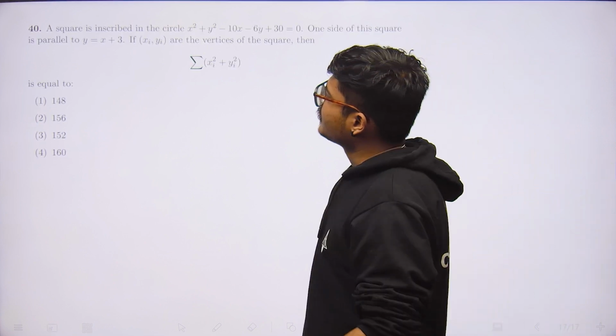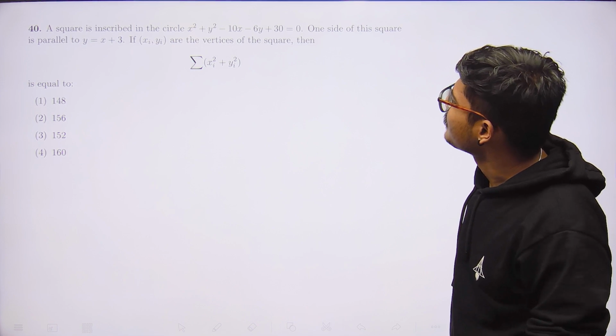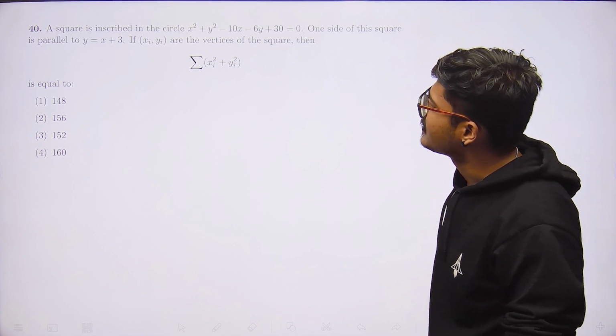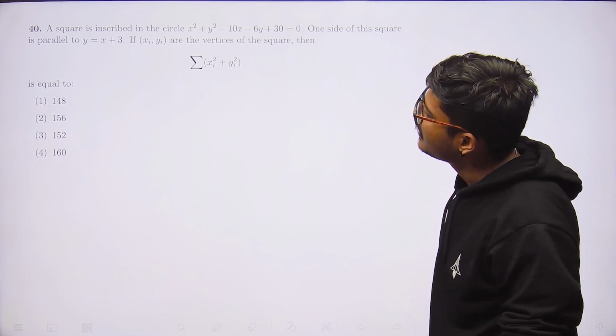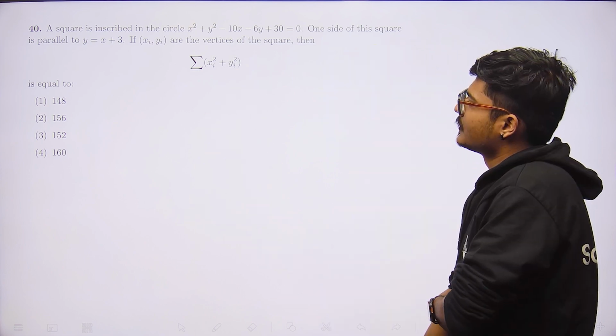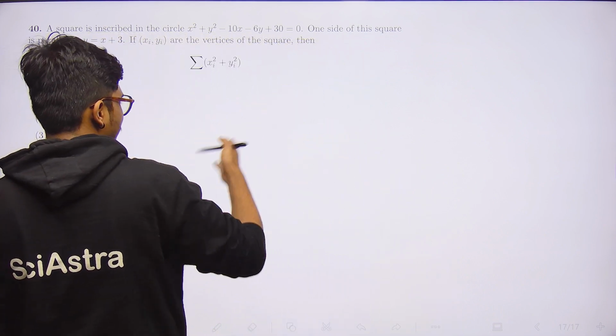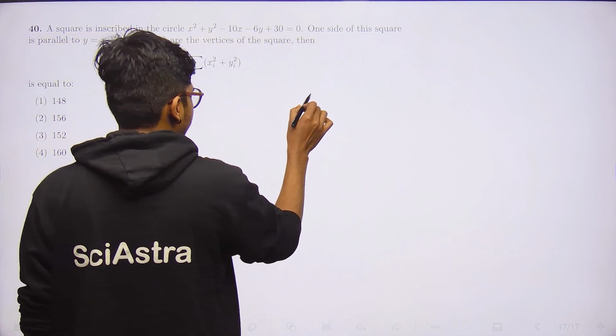Coming to the next question, a square is inscribed in the circle x square plus y square minus 10x minus 6y plus 30 equal to 0. One of the sides is parallel to y equal to x plus 3. If these are the vertices of the square, then find the value of this expression. So for this, what you can do is, look at y equal to x plus 3, right? So it will be something like this, but let's ignore that for the time being.